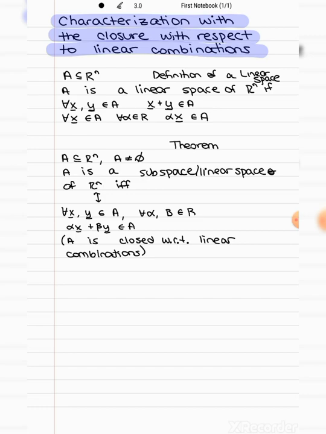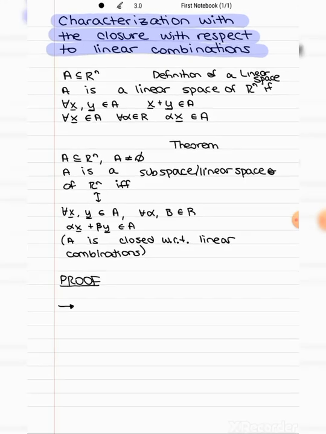So since it's an if and only if statement, we have to prove it both ways. But both ways are pretty straightforward. So for the proof, for the first part, we're going to start off assuming that we know that we have a subspace or a linear space. And if we have a subspace or a linear space, then we can use the definition that we stated above.